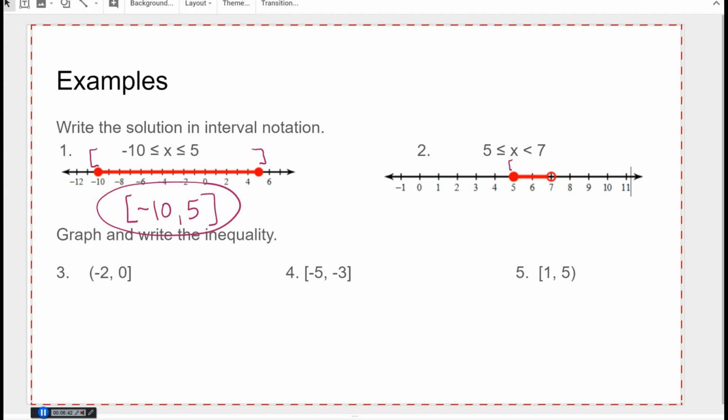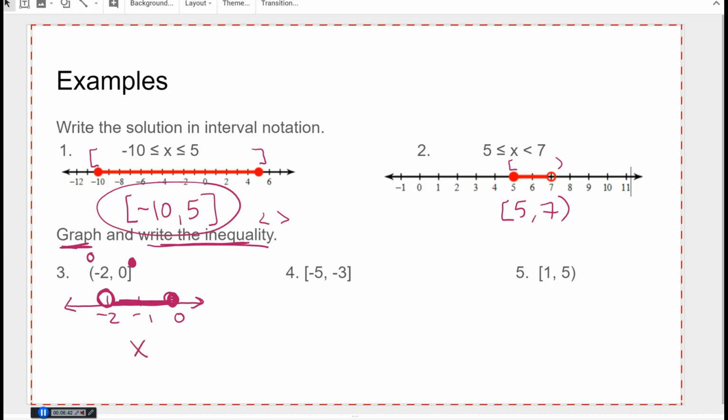Here I've got something similar. I've got a bracket and a parenthesis, so it's going to be bracket 5, 7, parenthesis. These say they want a graph and an inequality. Remember, inequality means it's going to have an inequality symbol. So we're going to draw a graph. Now I have two numbers here, so I've got negative 2 and 0. A parenthesis is an open circle, a bracket is a closed circle. So I've got an open circle and a closed circle, and I know that x is in between. So I know that x is in between negative 2 and 0. Open circle, closed circle. So that is the graph and the inequality.